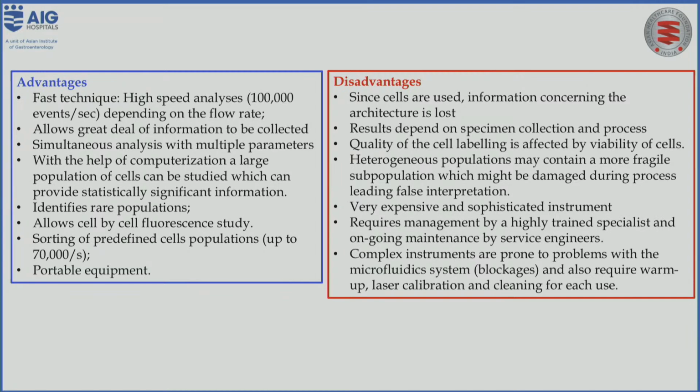of computerization in a large-scale population, which provides statistically significant information, and it also identifies very rare populations. It also allows us to study cell-by-cell fluorescence, and we can even sort the cells in large quantities, like 17,000 cells per second using flow cytometry, and it is portable equipment.